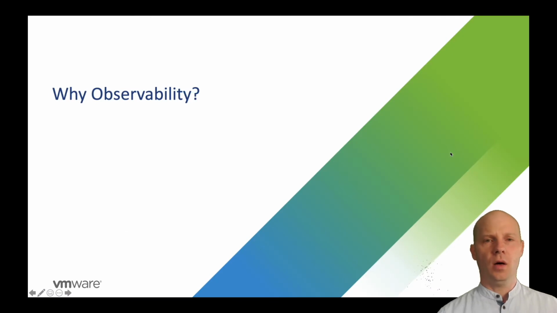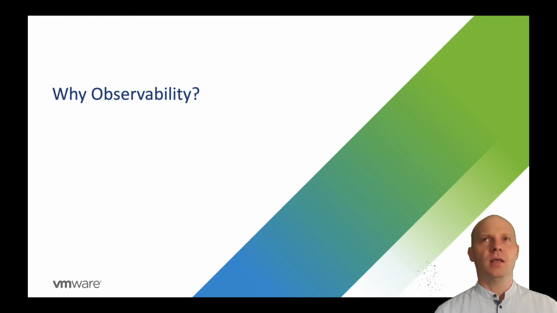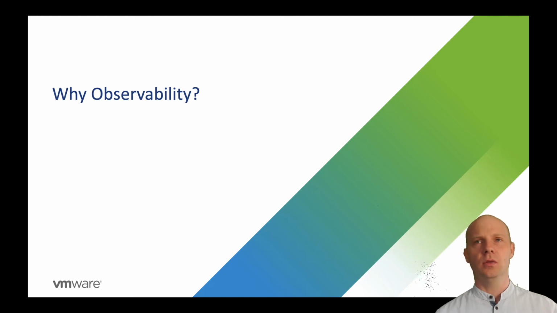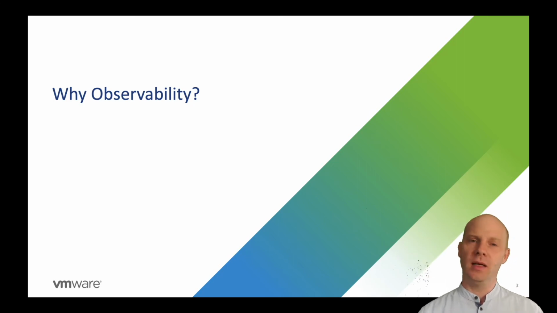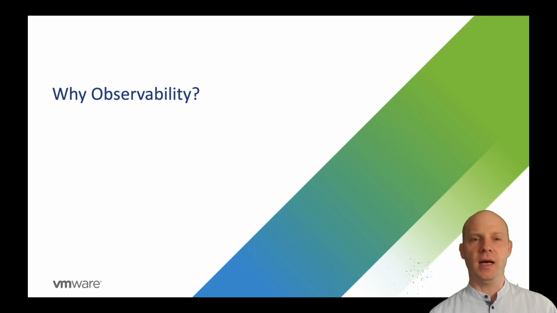So why observability? What is observability? Basically, observability is a characteristic of a complex system that allows you to find out what is going on inside, to see what's going on inside. So it is something that you need to design for.